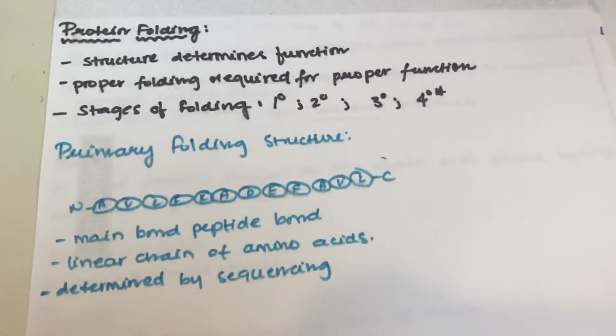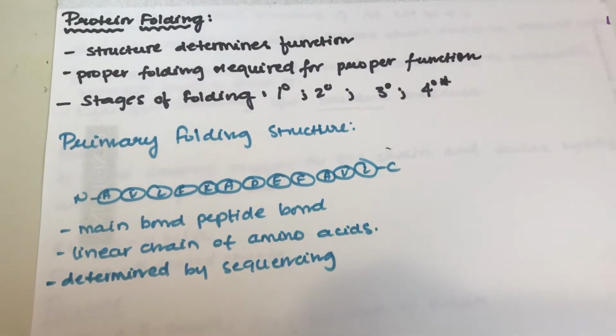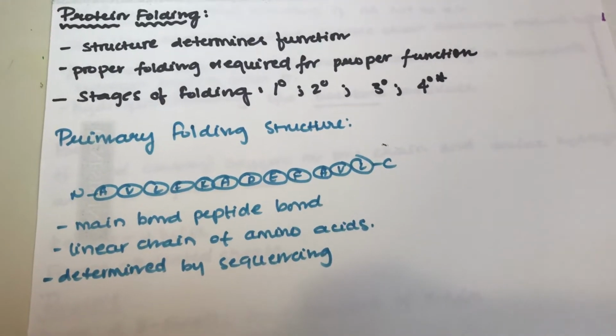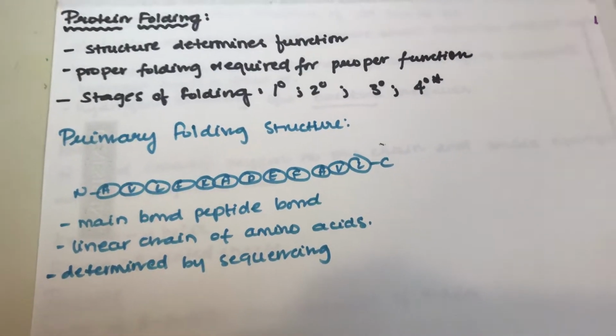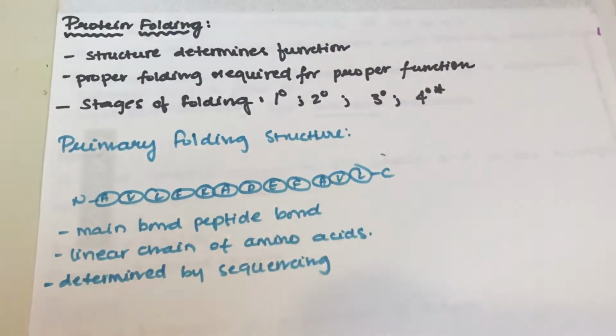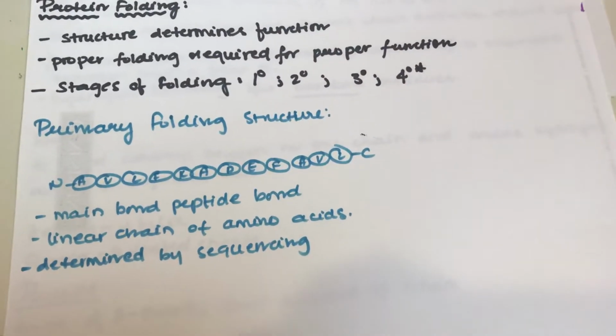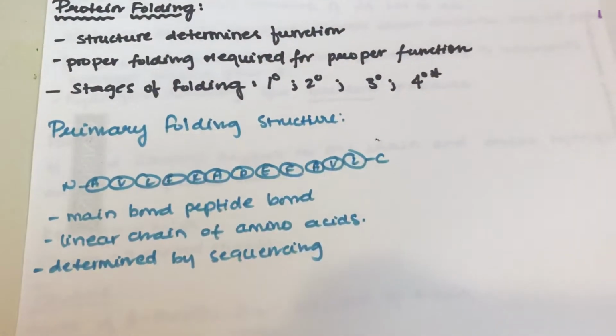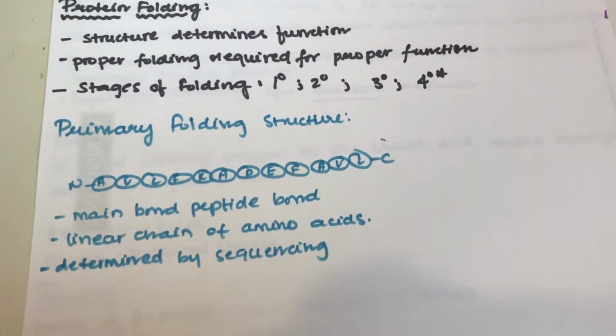There are different stages of folding. In this video, I'm going to talk about the primary and secondary structure, and in the next video, I'll talk about tertiary and quaternary structures. I put an asterisk next to quaternary because it's important to note that not all proteins have the quaternary structure, but almost all proteins go up to the tertiary structure.